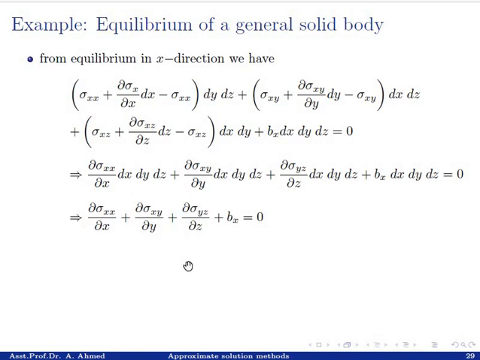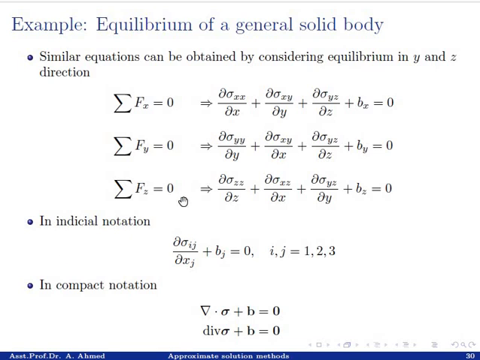Simplifying it, you will get an equilibrium equation in the x direction. Similarly, apply the equilibrium equation in the y direction, and then in the z direction, and you will get 3 equilibrium equations in 3 directions. You can simplify it and write it down in one generic equation, which we have derived earlier: partial sigma ij divided by partial x j plus b j equals 0, or in compact notation it can be represented with divergence of sigma plus b equals 0. So this is the differential equation which governs the equilibrium of solid bodies.